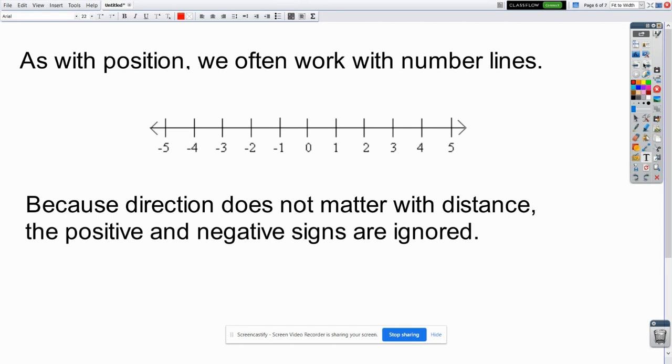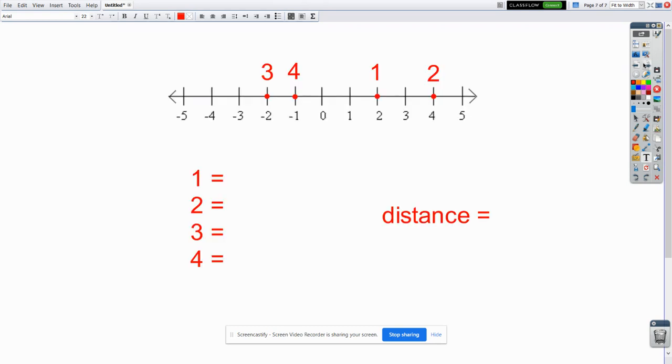As with position, we often use number lines when we do problems that involve distances. This time, though, because direction doesn't matter, we'll ignore the positive and negative signs. So let's say I have an object that goes through four components of motion. Assuming my object starts at 0, it starts by moving to position 2, and then it moves to position 4, then it moves to position -2, and then it moves to position -1.